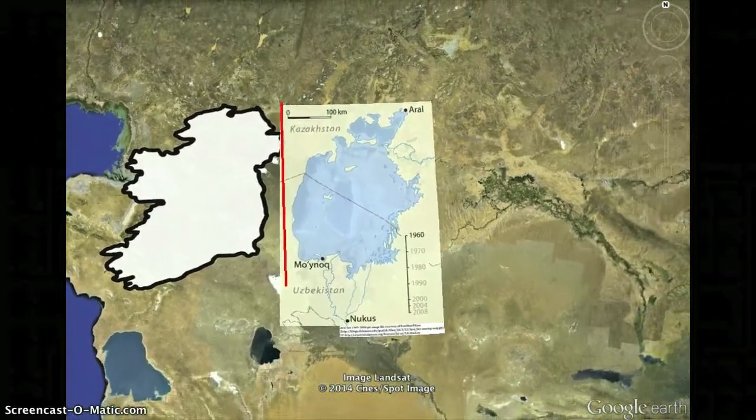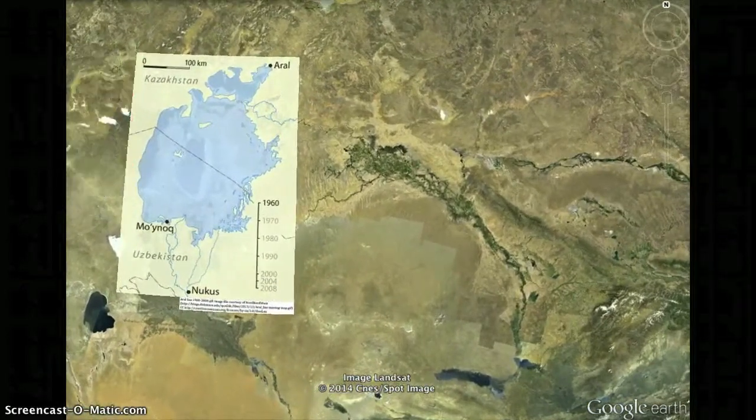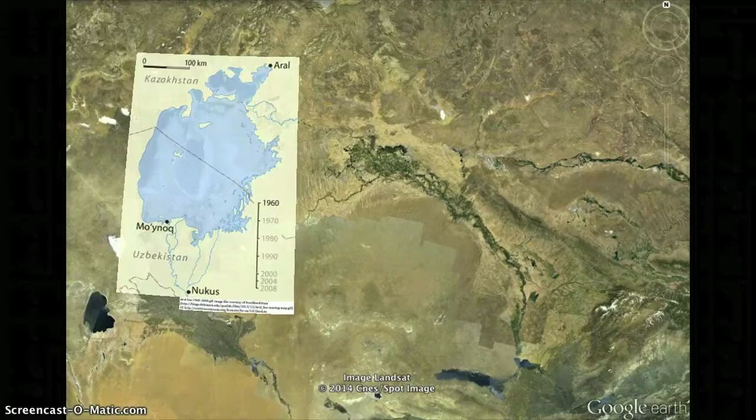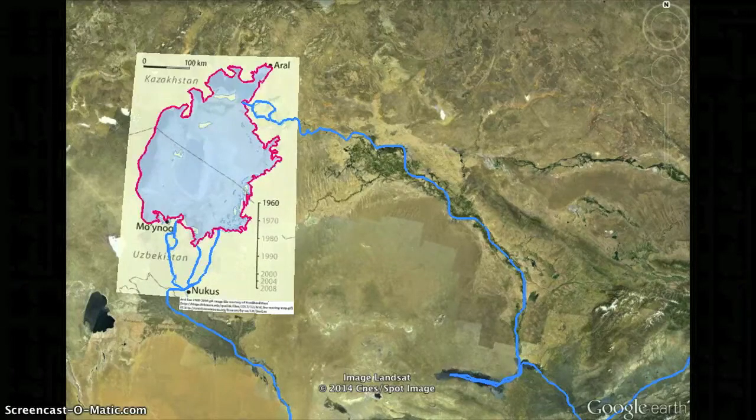The Aral Sea is situated on the border between Kazakhstan and Uzbekistan in Central Asia, fed by the water of two main Central Asian rivers, the Amu to the south and the Syria to the northeast. The Aral Sea was in 1960 the world's fourth largest inland water body. The shoreline in 1960 is outlined in pink.